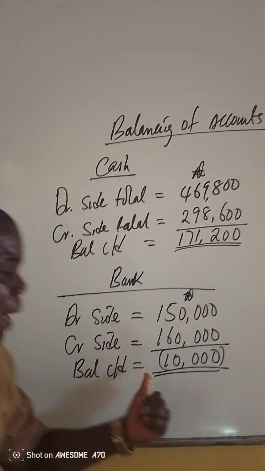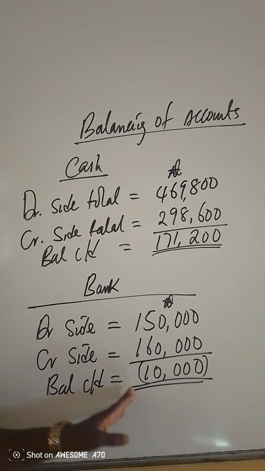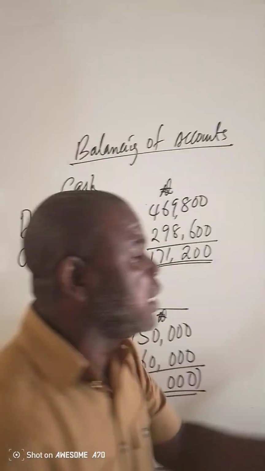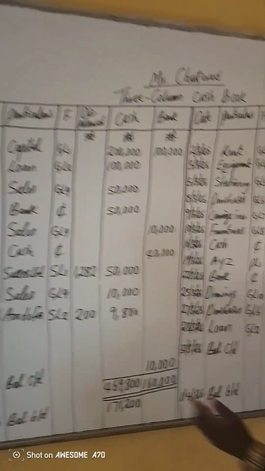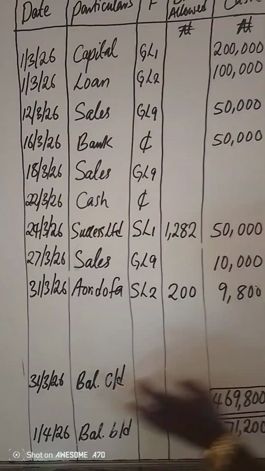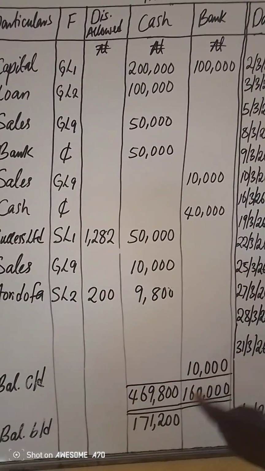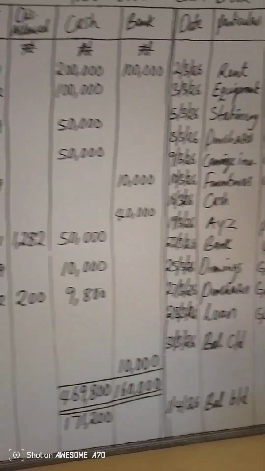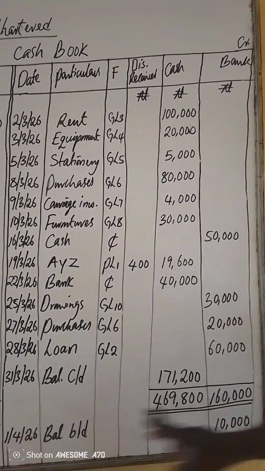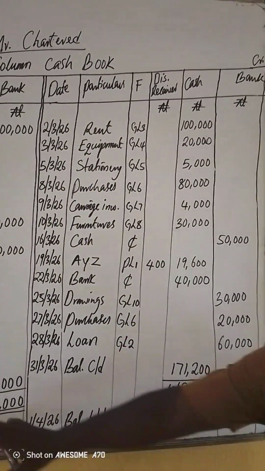So let's balance it up. The balance will now be taken to the debit side, not the credit side again, because I told you that the difference is always recorded in the side that has the smaller amount. You come here and say, on the 31st of March 2026, the balance carried down in the bank is 10,000, which is an overdraft. So if you add it up, you discover that the total now becomes 160. If you add the credit side, which you already added, you discover that it's 160. Now say the account is balanced. The debit side total and the credit side total are equal.